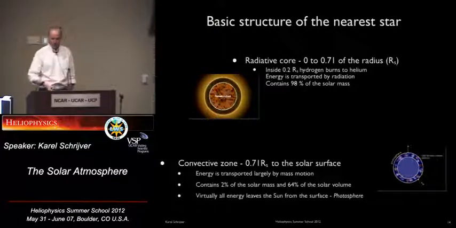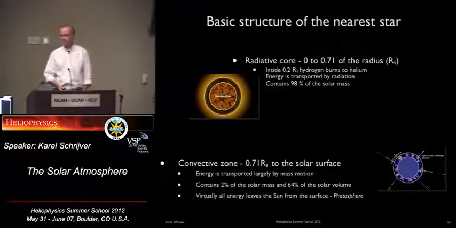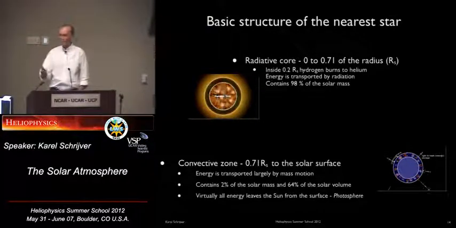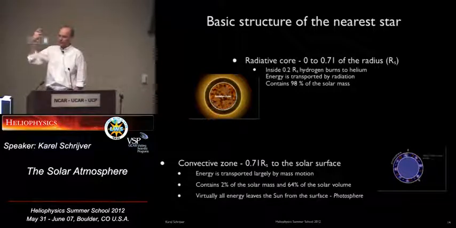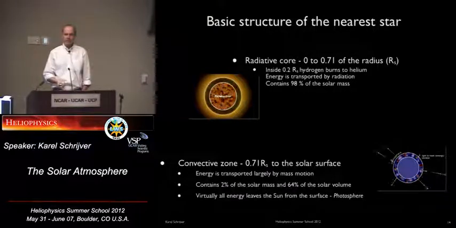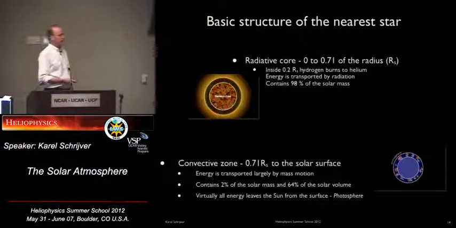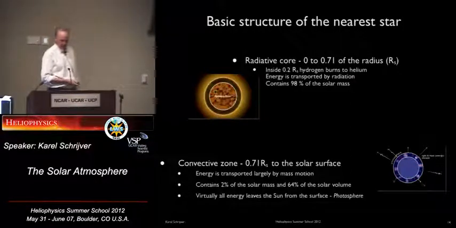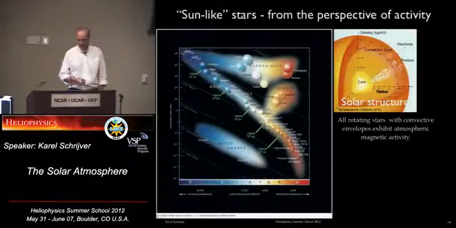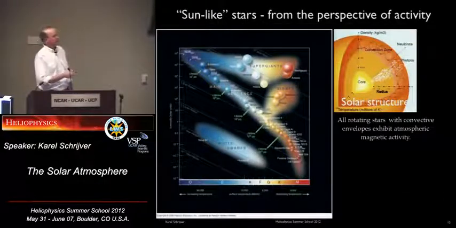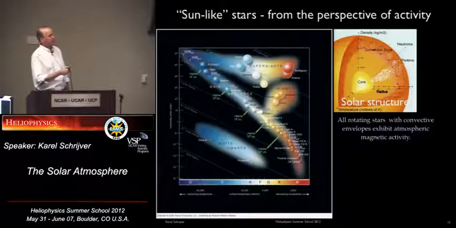It's only 2% of the total mass, but it's a big part of the volume, and it's the part where all of the interesting phenomena occur that drive whatever happens in the solar atmosphere and the heliosphere and the surroundings of the planets that go through their orbits around the sun. Now, this is the basic internal structure. It has a convection zone.